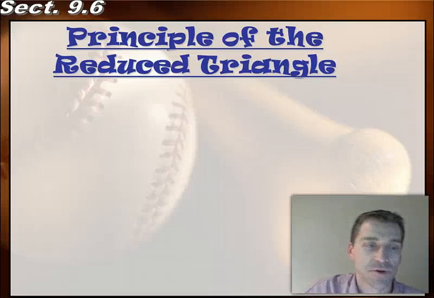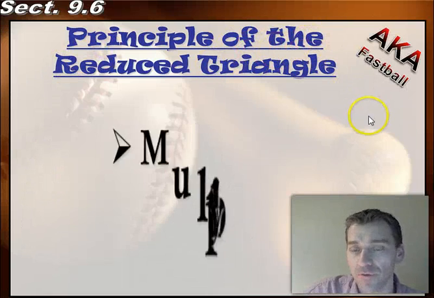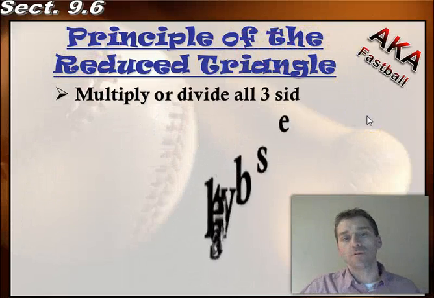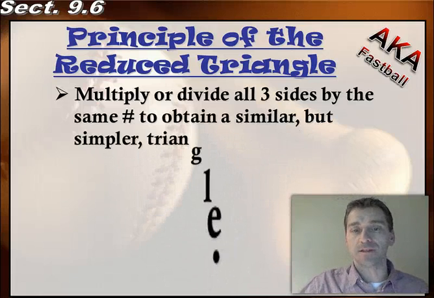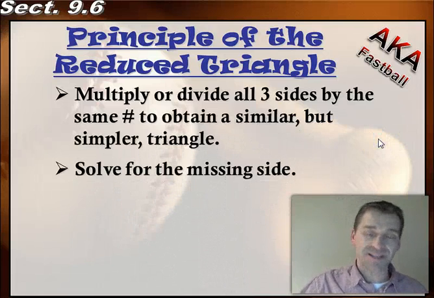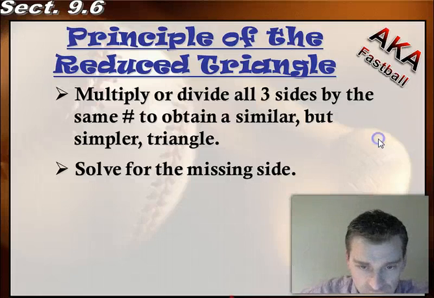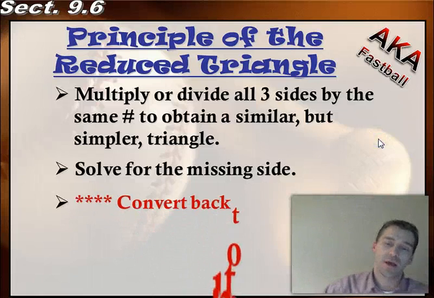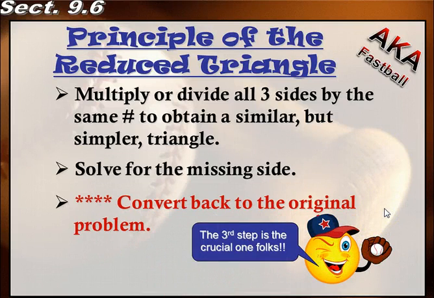Okay, in this video I'm going to show you a simple example of how we again use this principle of the reduced triangle. Remember, the first step was this. We're going to multiply or divide all three sides by the same number to obtain a similar but simpler triangle. Then after we do that, we're going to solve for the missing side, whether we use the Pythagorean theorem or right away we can use the Pythagorean triples. And then, as the crucial thing, as remember the little baseball guy down here says, you need to convert back to the original problem. So that is the most crucial thing right there for sure, but let's do an example.